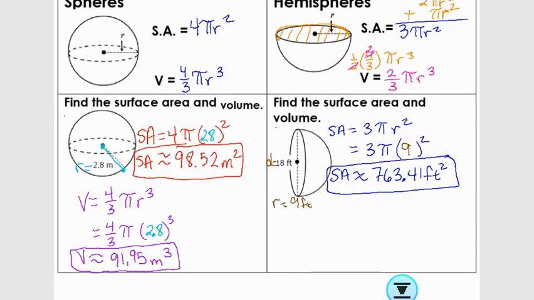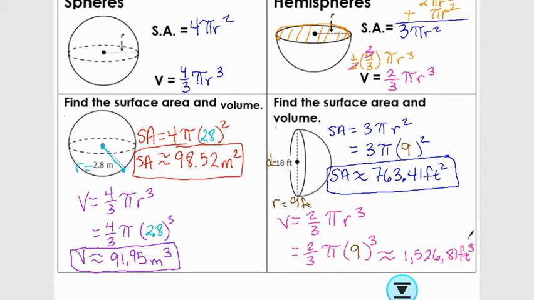Okay, let's try our volume formula. We said volume is 2/3 pi r cubed. Plugging into that formula, that's going to be 2/3 pi times our radius cubed. We said our radius was 9 feet. When I put that in my calculator, I'll get that my volume is approximately 1,526.81 cubic feet. So that's feet cubed. Remember, volume's in 3 dimensions, so that's going to be cubic feet.